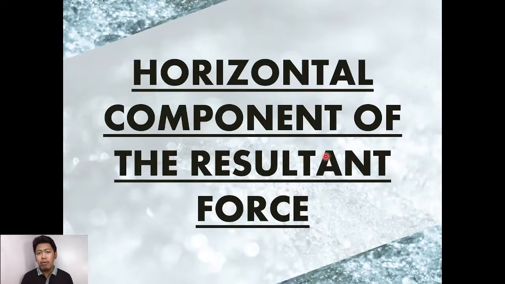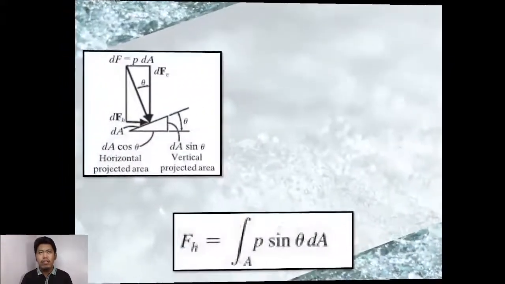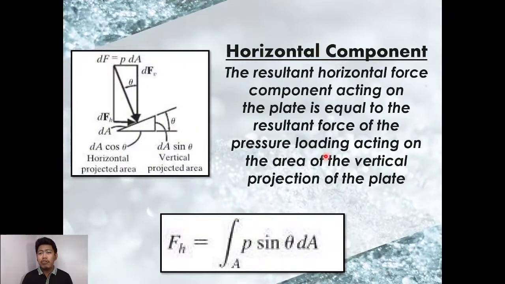Now, how are we going to calculate or analyze the horizontal component of force on a submerged or curved surface? So, here are the illustrations, and this is their meaning. Let's read this. The resultant horizontal force component acting on the plate, or on a submerged plane or curved surface, is equal to the resultant force of the pressure loading acting on the area of the vertical projection plate.